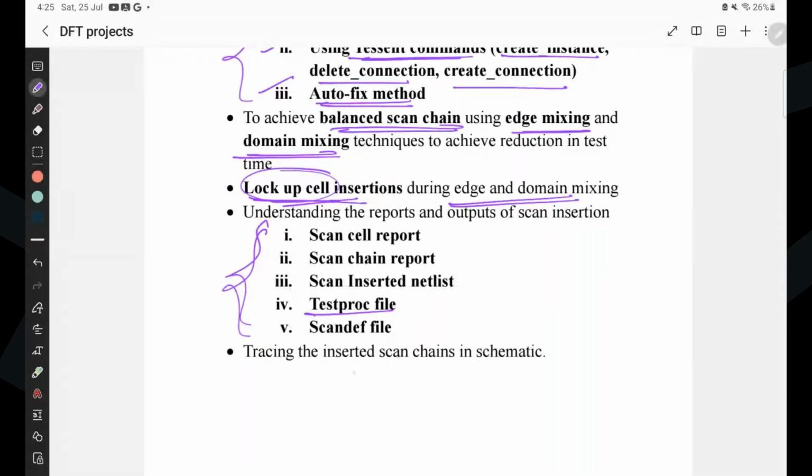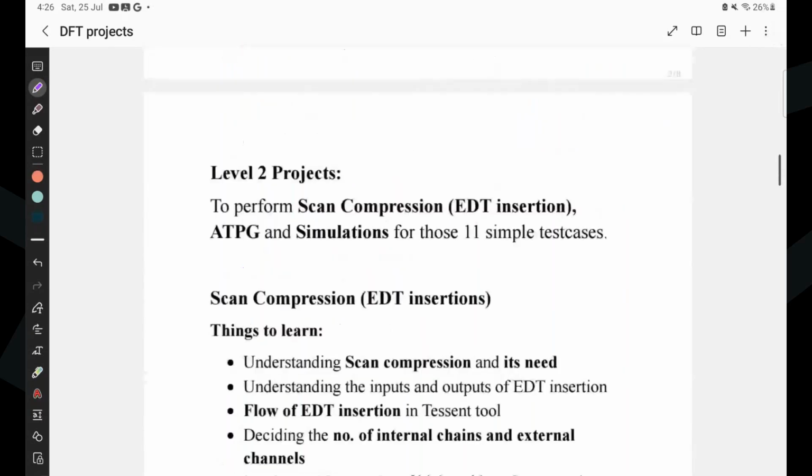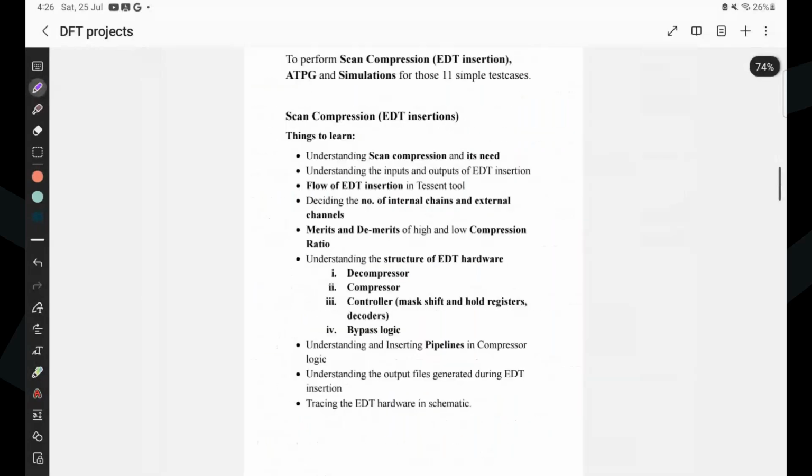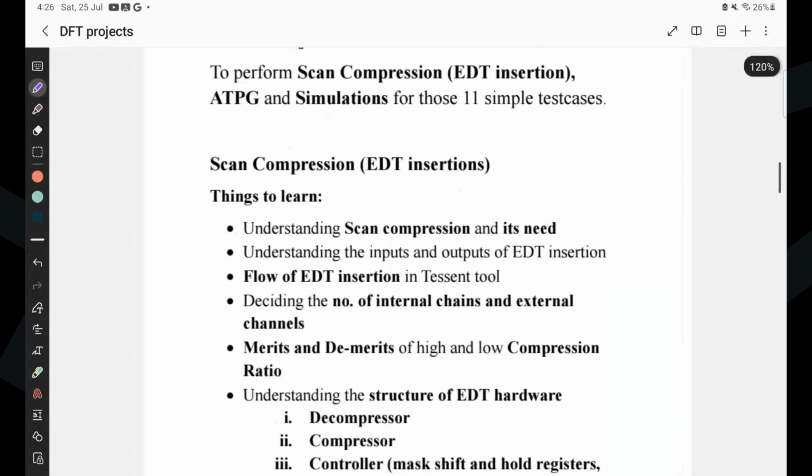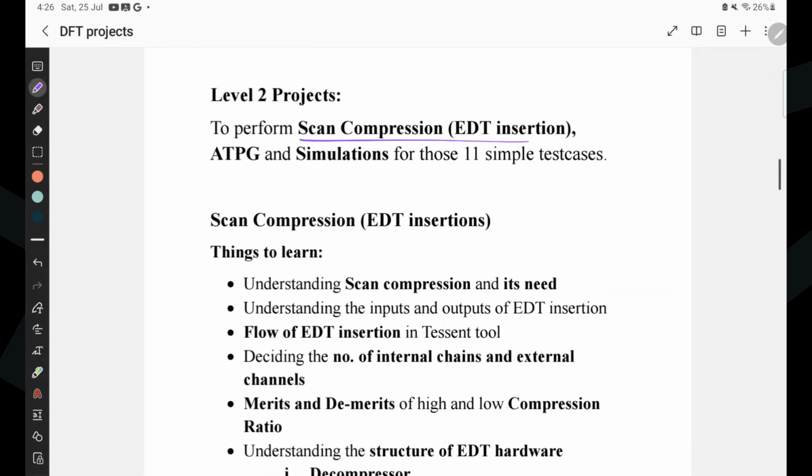And whatever scan chains we have inserted, we will trace in the schematic. After we have performed the scan insertion, we will trace the logic we have inserted in the schematic. And then level 2 projects. Level 2 projects is actually to perform scan compression, which is EDT insertion, and then ATPG and simulations for the same 11 test cases.